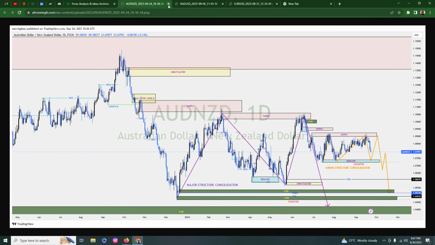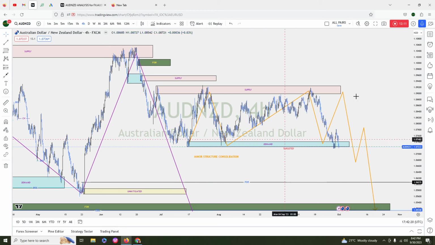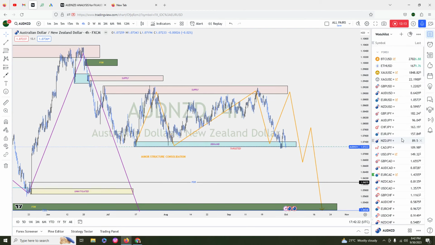The next pair would be silver. So this is a relatively old setup. It was posted on September 4th, beginning of September, and we were looking at a break of the 24 region, a retracement to this region, then a continuation. So the key level is 24, targeting 23, 22, if not sub 22 levels. So if I go back to the charts, let's see what happened. We're looking at silver.